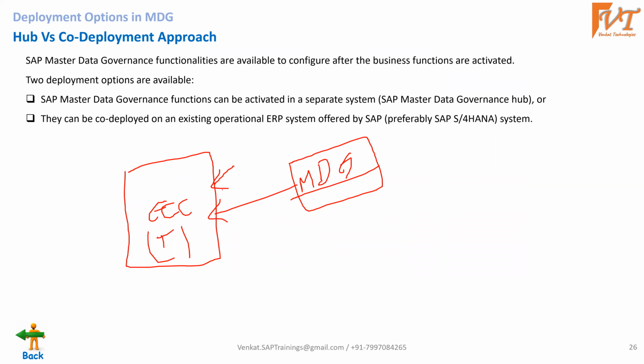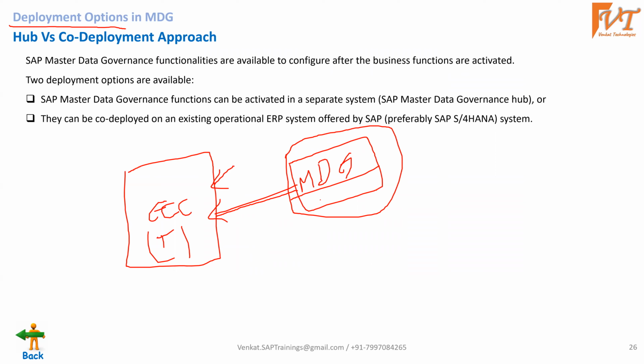Now, when they choose, this is the first option they have chosen. Now they have to implement MDG in their business. So to implement MDG, what are the various options available? Those are discussed under deployment options.